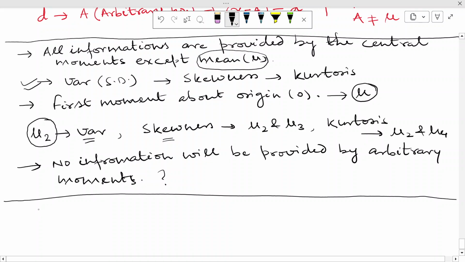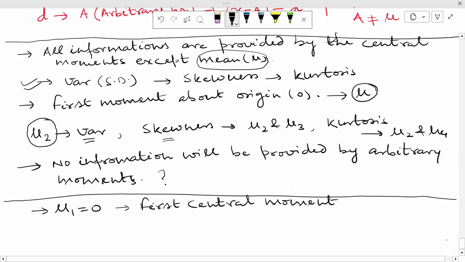Now, if you talk about central moments, the first central moment is always 0. So this is your first central moment. The first central moment is always 0 because the sum of the deviations taken from the exact mean is 0. So that is why the first central moment is always 0.